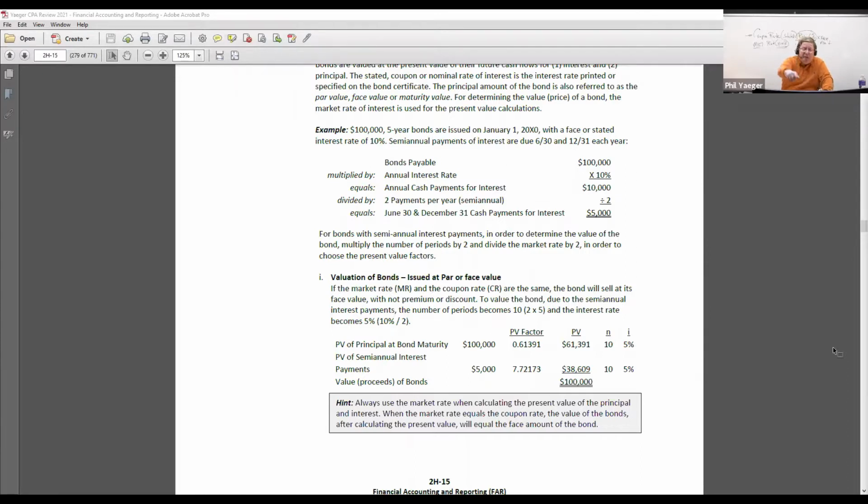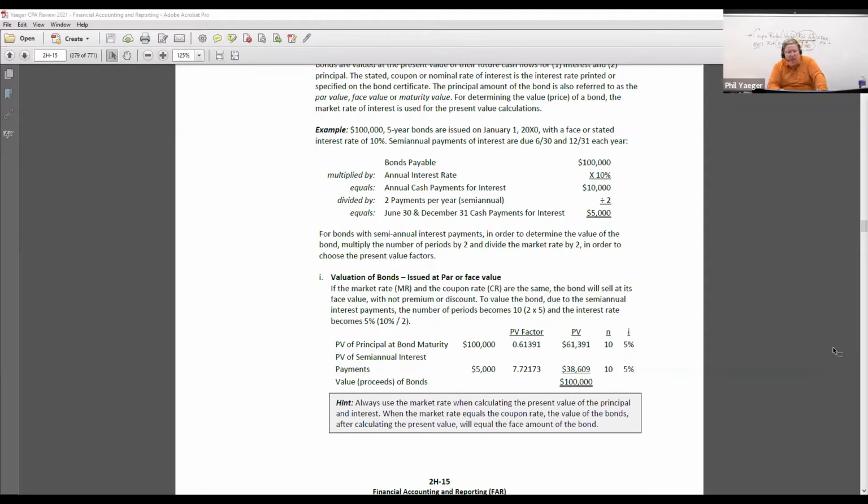Going to the factor of present value of $1, what do you take? You take the number of periods you're paying the interest. If it's 5 years semi-annually, you're going to look for 10 periods, right? And if the yield rate was 10%, what rate would you use to get the factor for present value of $1? Half of the 10%, or 5%.